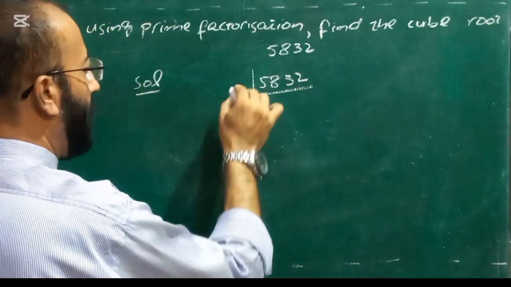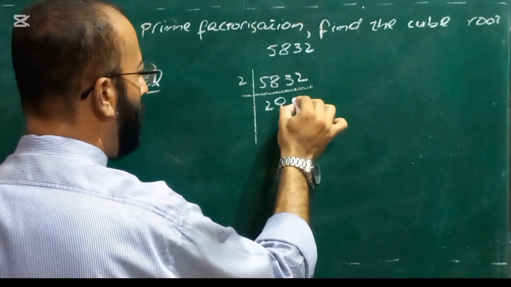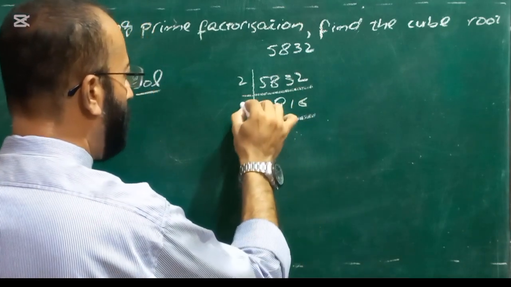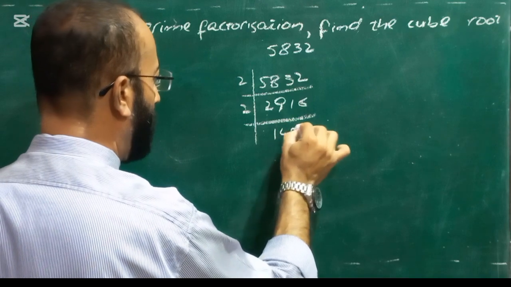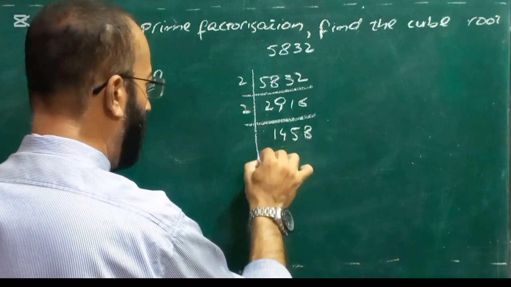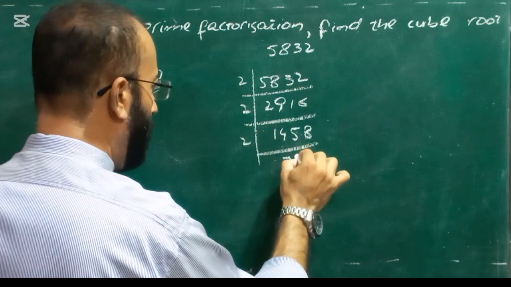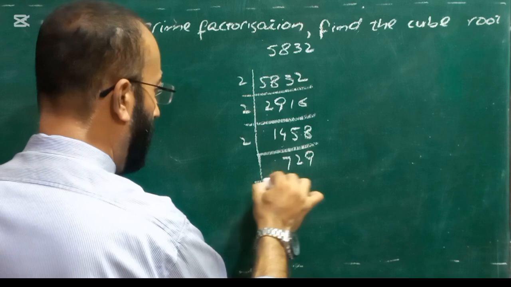So this number is coming in 2's table. So 2 2's are 4, 2 9's are 18, 2 1's are 2, 2 6's are 12. Again in 2's table, so 2 1's are 2, 2 4's are 8, 2 5's are 10, 2 8's are 16. Again in 2's table, so 2 7's are 14, 2 2's are 4, 2 9's are 18.